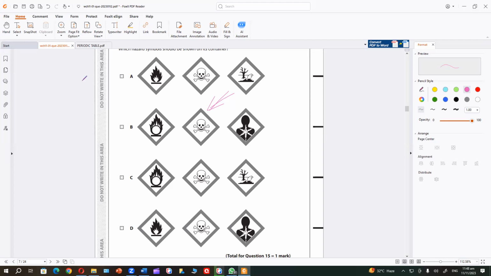Then what is the difference between A and C? This is the symbol for environmental hazard. This is the symbol for toxic. Same here, toxic and environmental hazard are matching.